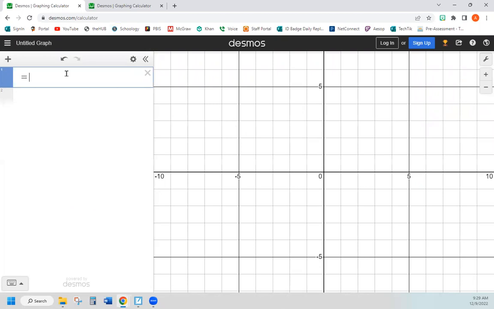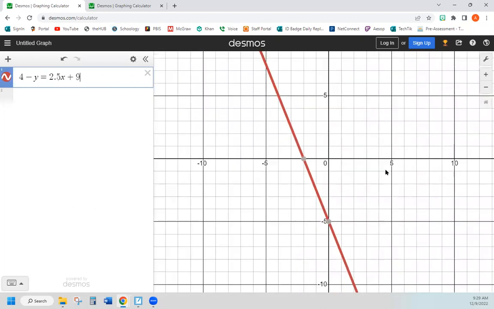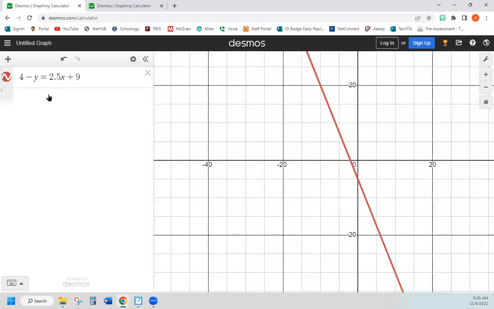So once again, we do need to have an equal sign. Therefore, we do need to have things on the right side and on the left side. So if I were to type here, I don't know, 4 minus, let's put a Y, let's put on the other side 2.5, and then let's put an X plus 9, okay? So if I zoom out, that makes a line. The reason why is because my X and my Y value do not have an exponent greater than 1. Right now, they have an exponent of just 1.